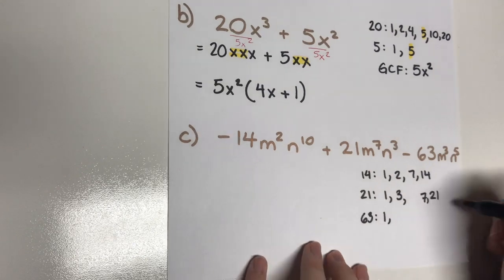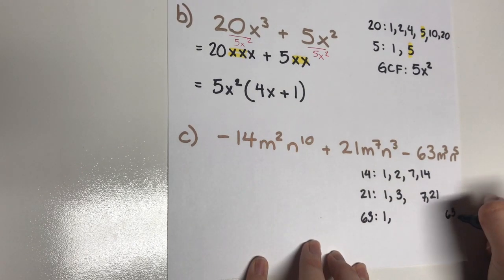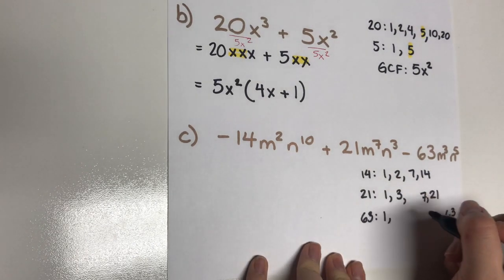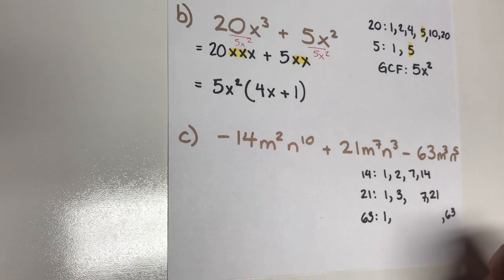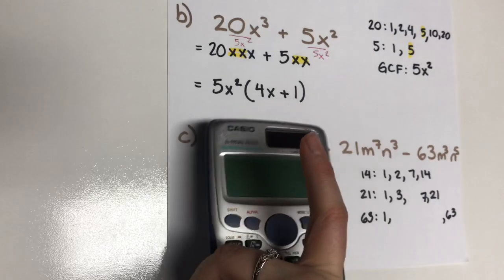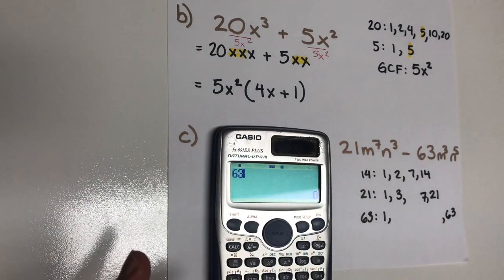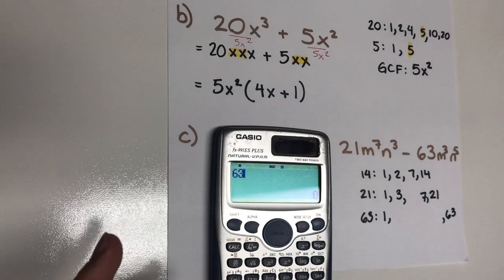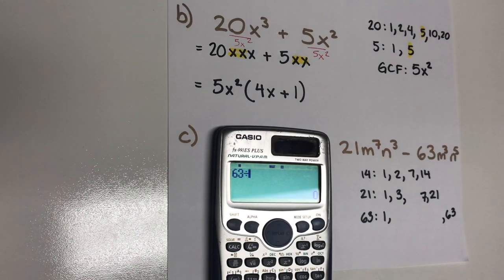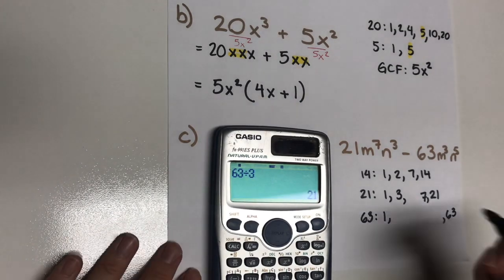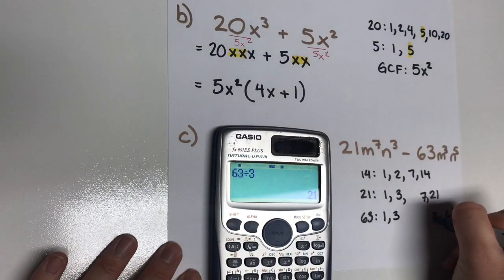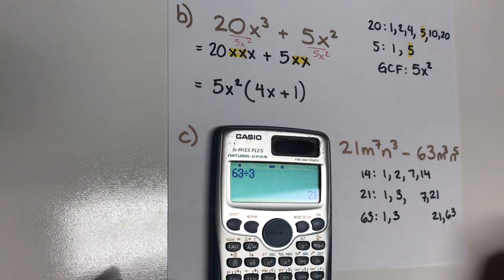1 goes into it because 1 times 63 is 63. 2 does not. 3 does. If you're ever not sure, you could always use a calculator to divide. So if I want to know, okay, does 3 go into 63? I can work backwards. So 63 divided by 3 is 21. So I can put 3 and 21 as the factors.